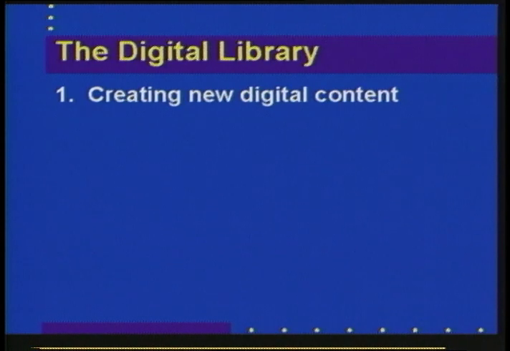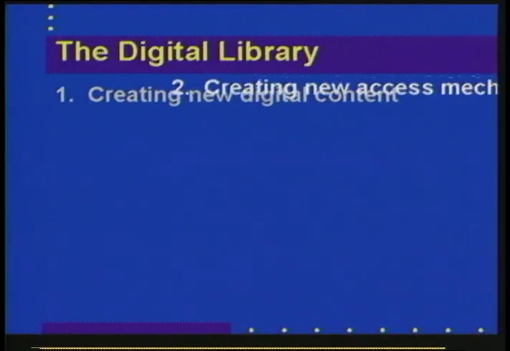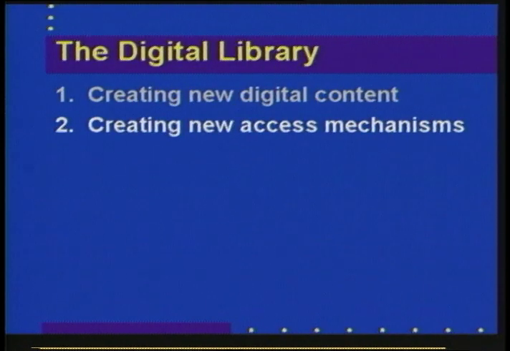Wrong. Very important. The digital library has five components that concern us as humanists and as technologists. The first component is creating new digital content. Yes, that's correct. If you scan all the pictures in your scrapbook, well, you've created some content. But that's not all. There's a second component, and that is new access mechanisms. When we have all this content, how do you find your way around it? I'm going to talk a little bit more in detail about that as I proceed.